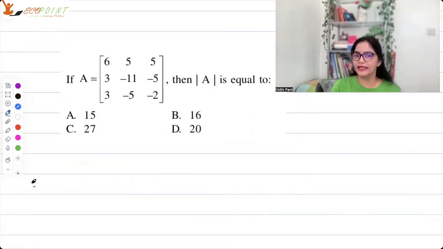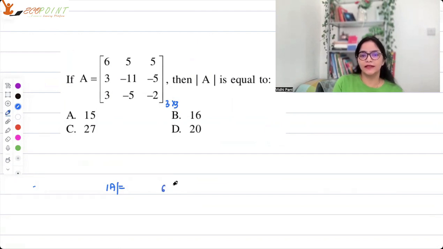Next quick question is a question from matrices. You have to find the determinant of the given matrix. So the determinant, it's a 3 cross 3 matrix. So what I can do is I can just use the formula instead of using row operations. You can use row operations as well.